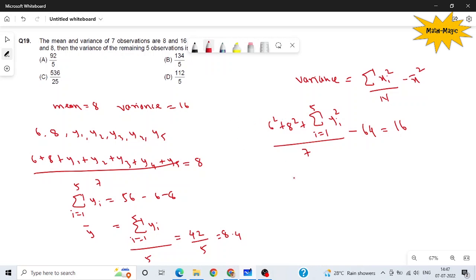So from here we get 6 square plus 8 square plus the summation of yi square for i equals 1 up to 5, which is equal to 80 into 7, that is 560. So the summation of yi square is 560 minus 6 square minus 8 square, which turns out to be 460. Now we know the summation of yi square and we know y bar, so we can calculate the variance of y, that is the variance of y1, y2, y3, y4, y5.